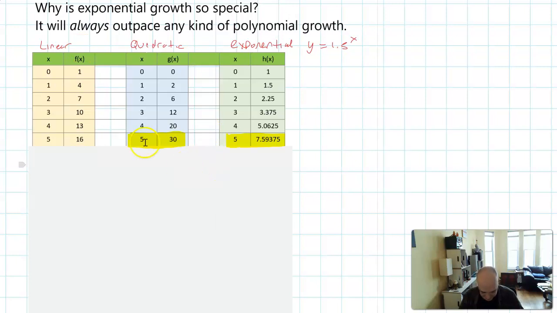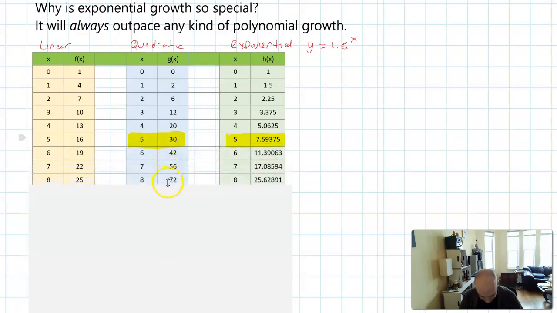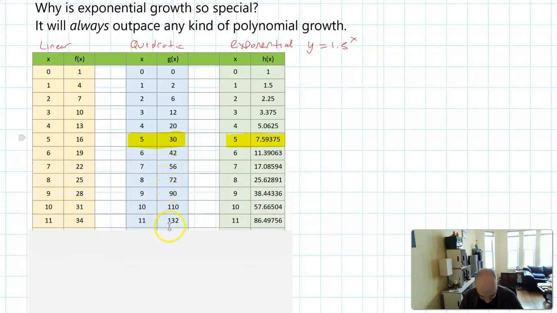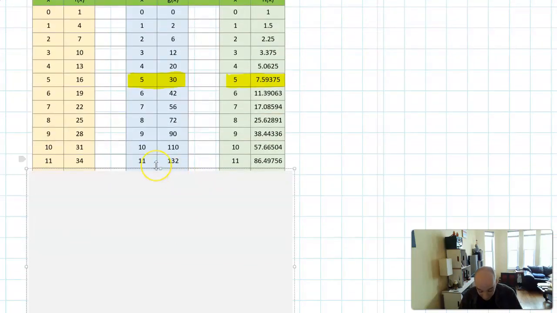But I have more values, thanks to the magic of spreadsheets. I have a couple more lines, and let's keep going. Let's keep looking. All right, so our quadratic function is growing quite a lot, right? We're at 11 now. We're at 132. And the exponential function's kind of keeping pace at 86. The linear function is left in the dust at 34, right? It's over there doing its own thing.